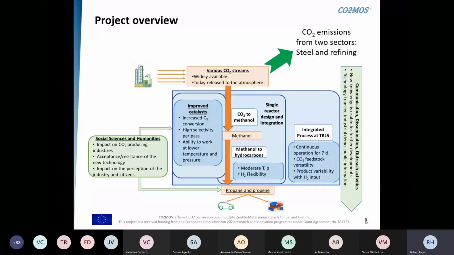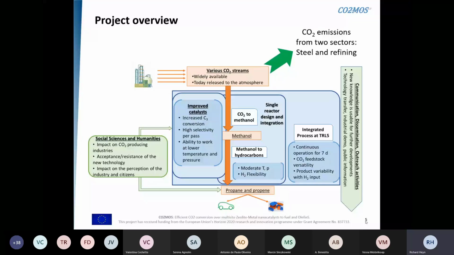One of the key points of this project is that we have 2 different industrial sectors on board. We have the steel sector represented by Tata Steel, and we have the refining sector represented by Tüpraş. And so we have 2 different mixes of CO2 emissions that we can study. So we want to take these CO2 emissions and develop new catalyst systems that will increase our conversion of CO2 and hydrogen to these C3 molecules that we wanted. We're looking to have high selectivity, and we want to be able to work at lower temperatures and pressures than, for example, normally used in the methanol synthesis.